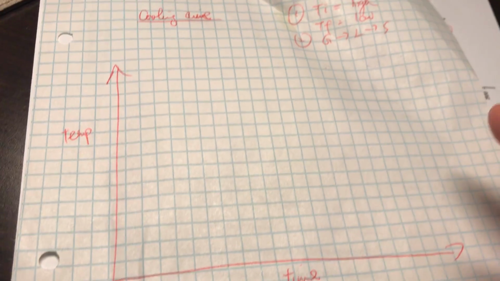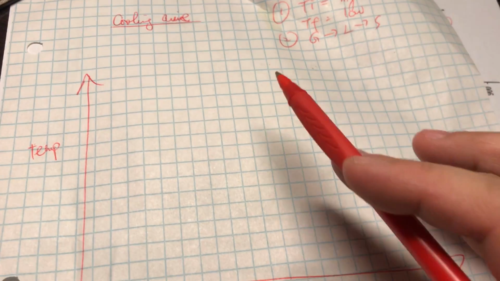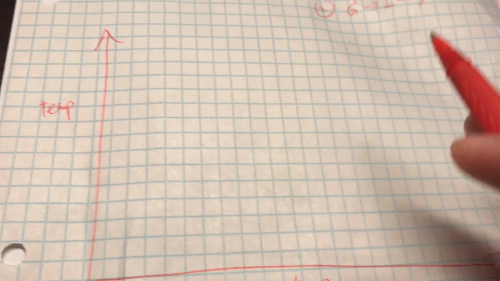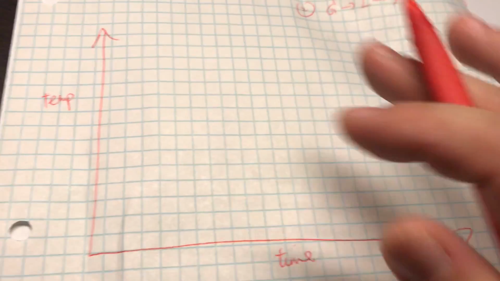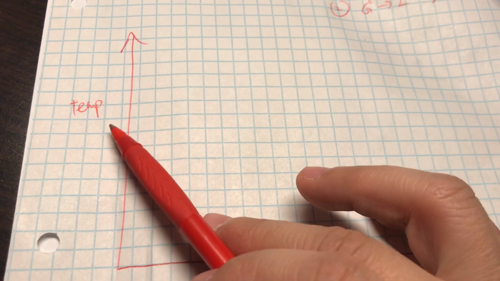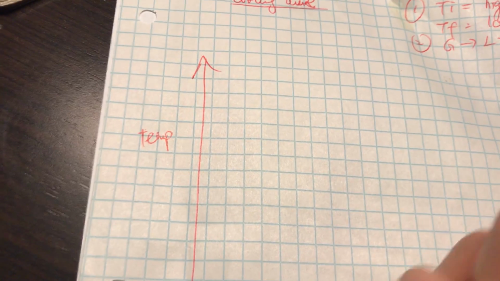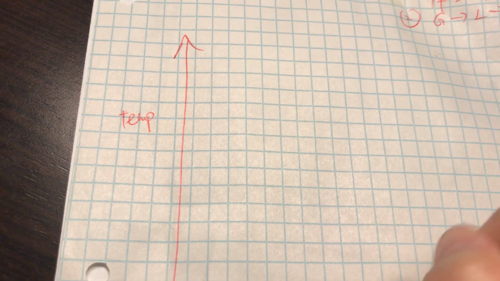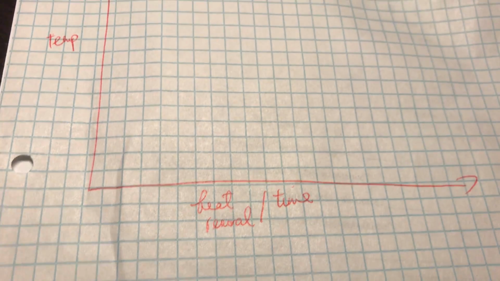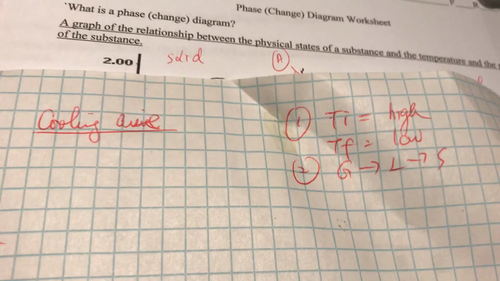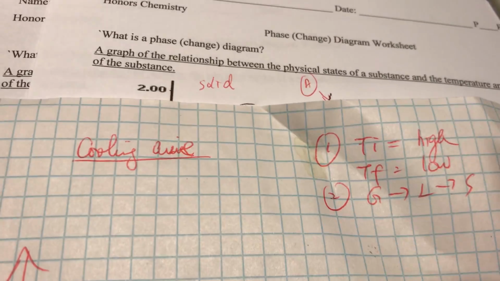In this video, I'm going to talk about the cooling curve. When you create a cooling curve from scratch, you always need to remember that temperature is on the y-axis and time is on the x-axis, or the heat removal will be on the x-axis.